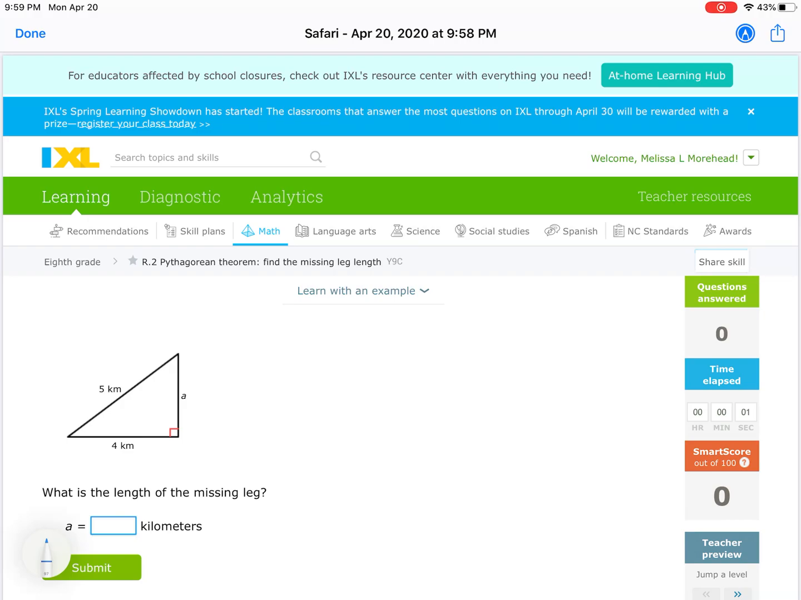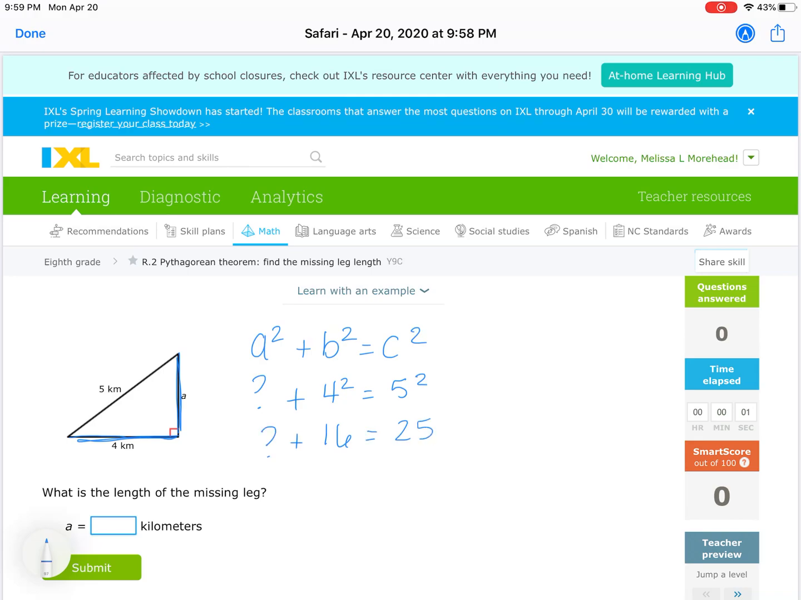Alright, so on this one, we've got a missing side, which is A. We know what B is, and we know what C is. So our equation is set up like this: A squared plus B squared equals C squared. We're going to plug in these numbers. We don't know A, plus 4 squared equals 5 squared. Well, 4 squared is 16, 5 squared is 25.